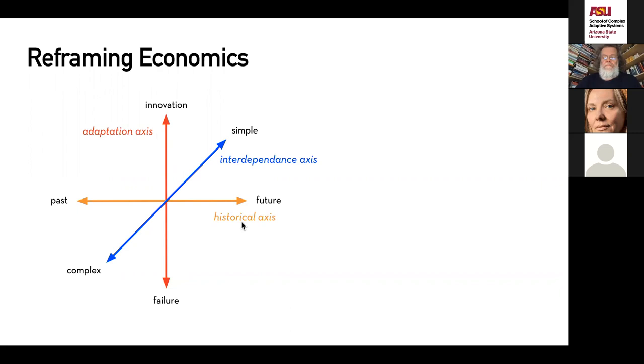Then you also have what we can call the historical axis, which means the time element is very important. So you are looking at things along the past and along the future. And then you have a third axis, which we call the interdependence axis, which can run all the way from simple to complex. You can think about this as individual, society, single cell, multi-cell, so as a collection becomes more and more interconnected, it would move along this axis.